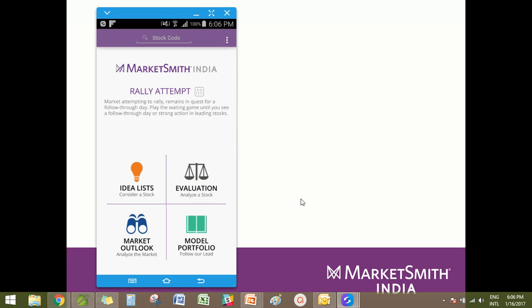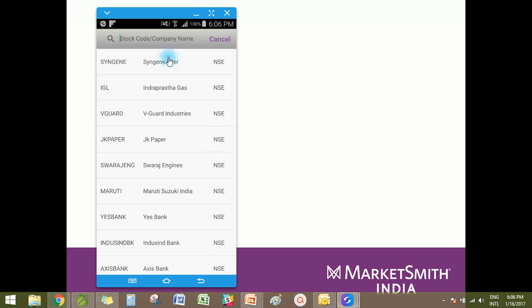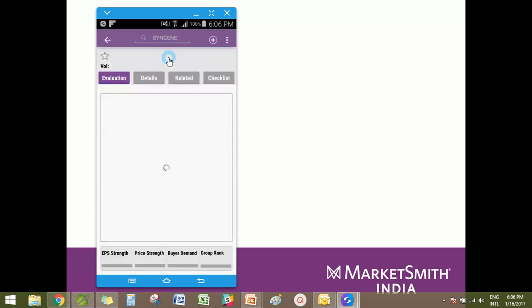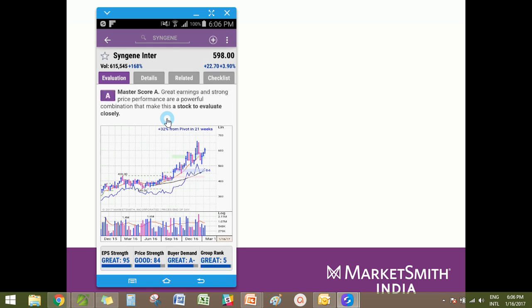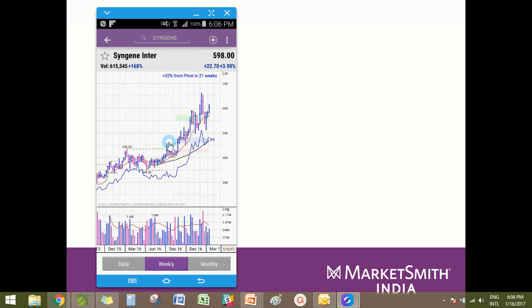Okay, so once you open the home screen of the MarketSmith India app, and let's say you want to pull up a stock, so let me take up Syngene and tap the screen to get a full-blown image of the stock. Okay, so there is one feature in the app which makes it really easy for the user to understand which are the buy zones, which are the profit booking zones, and which is the loss booking zones.